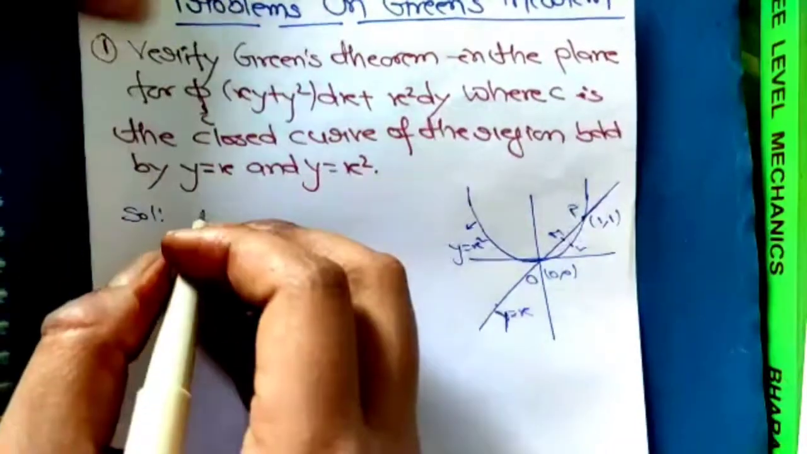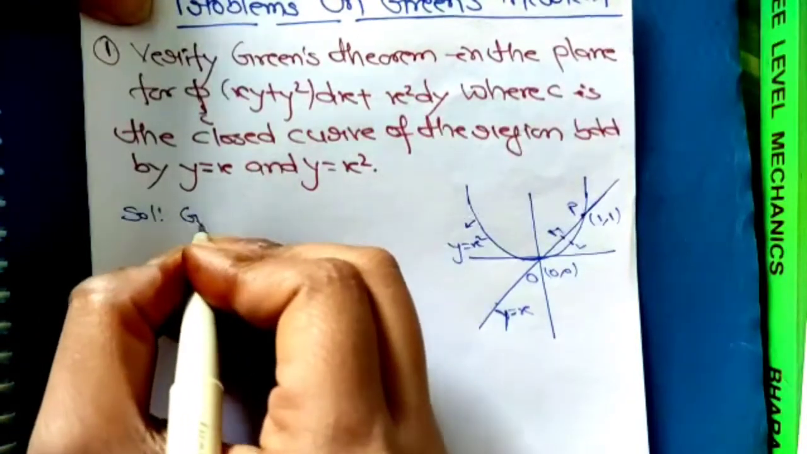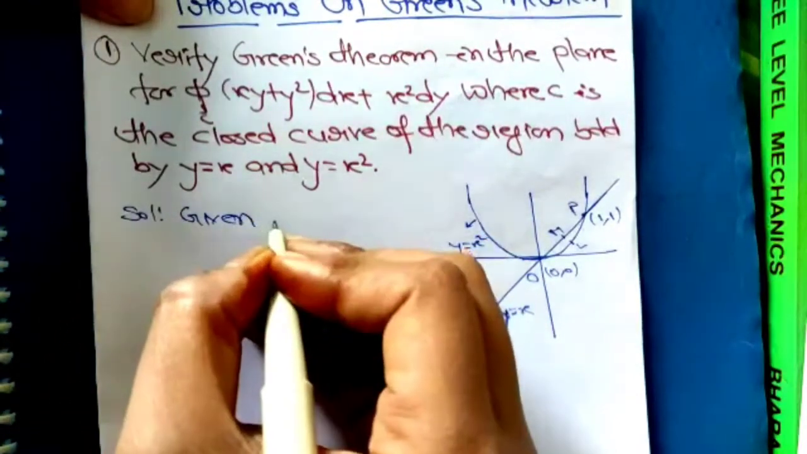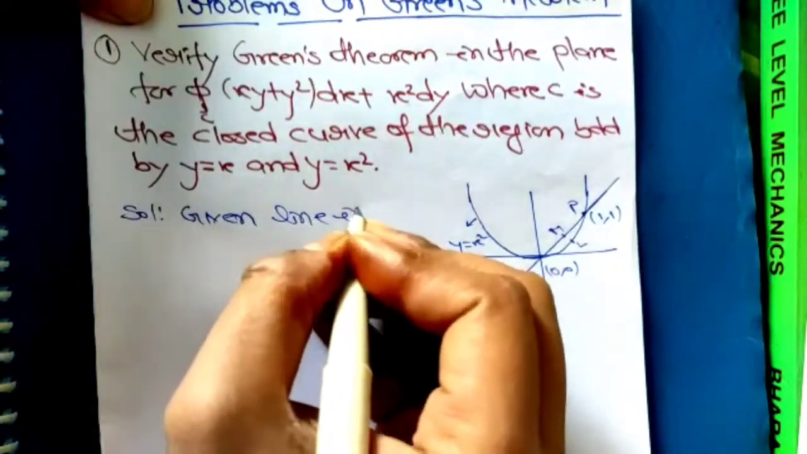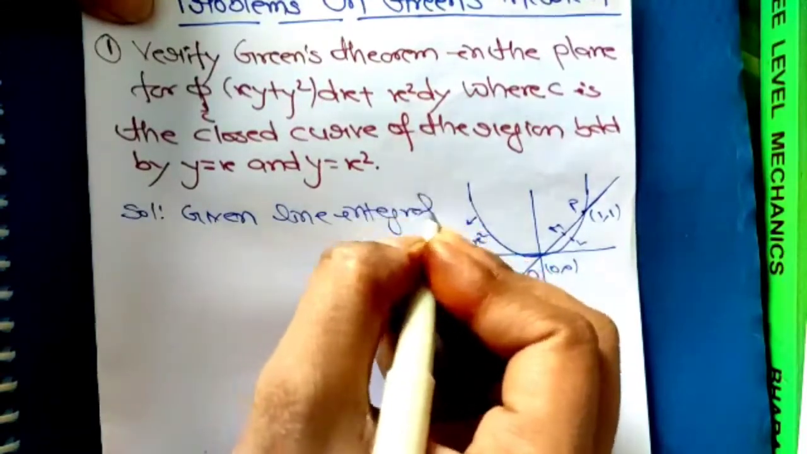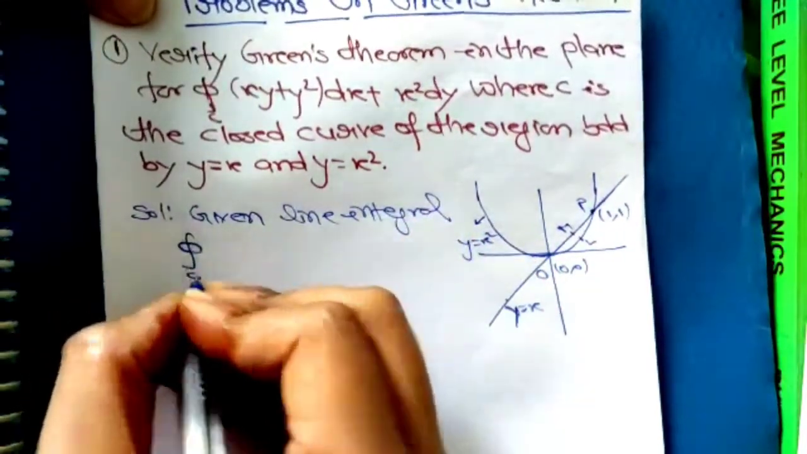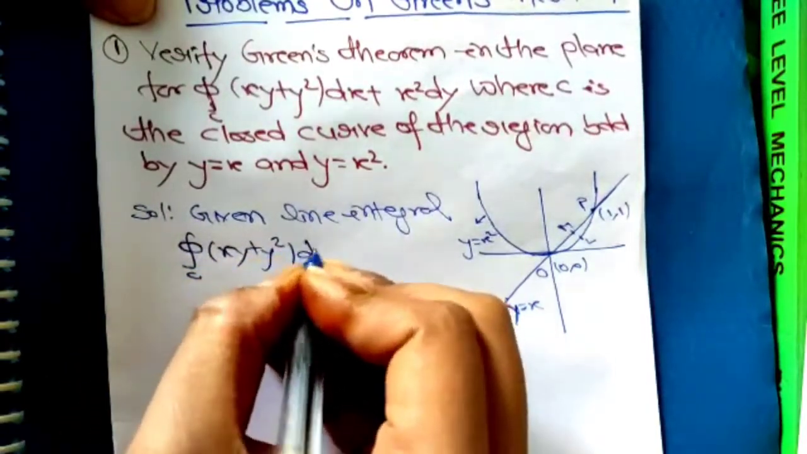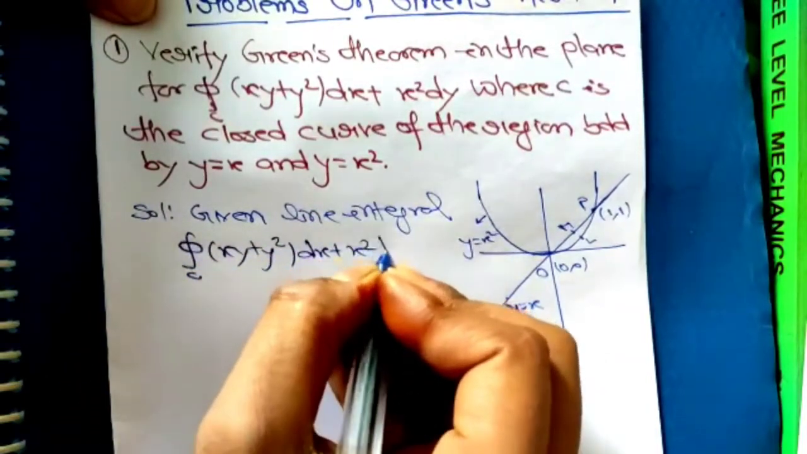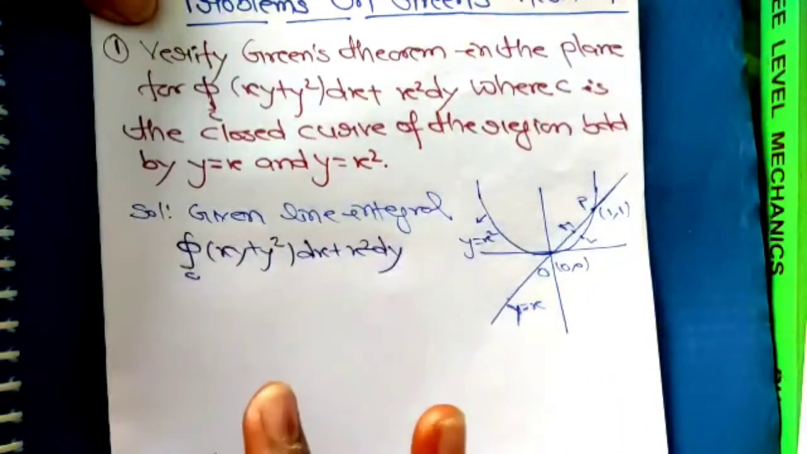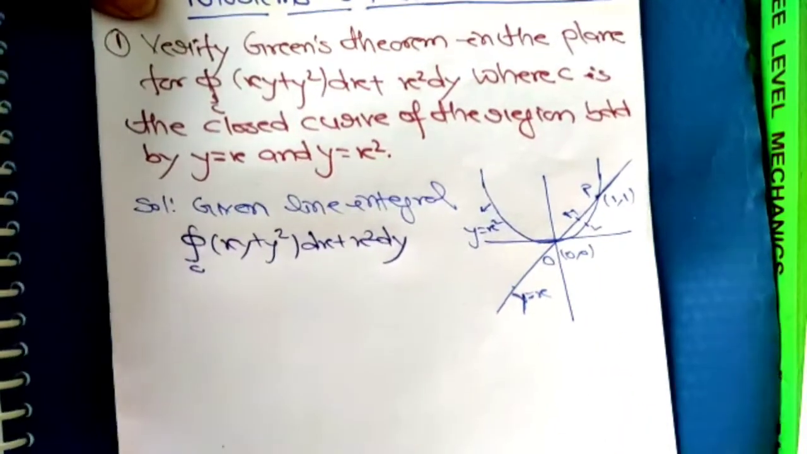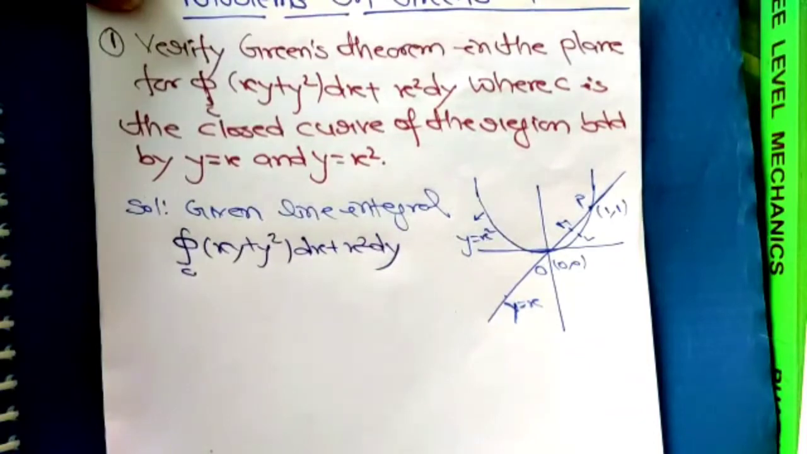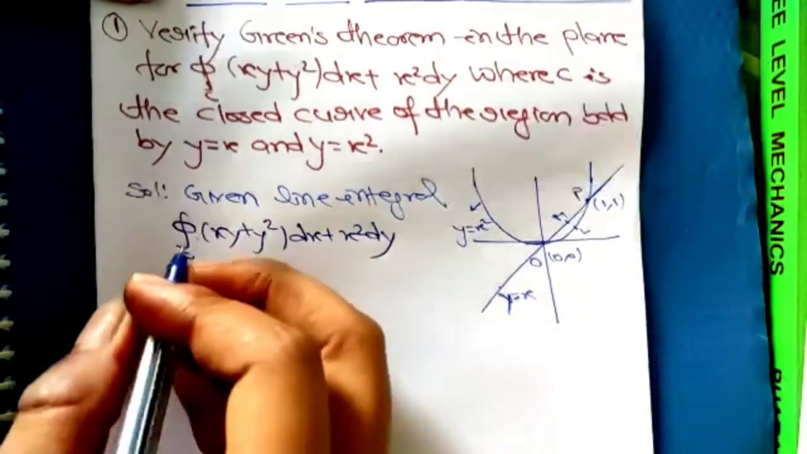Solution. Given line integral, xy plus y square dx plus x square dy. I am going to solve it with proper theory, so you will understand how to write it for the university exam.